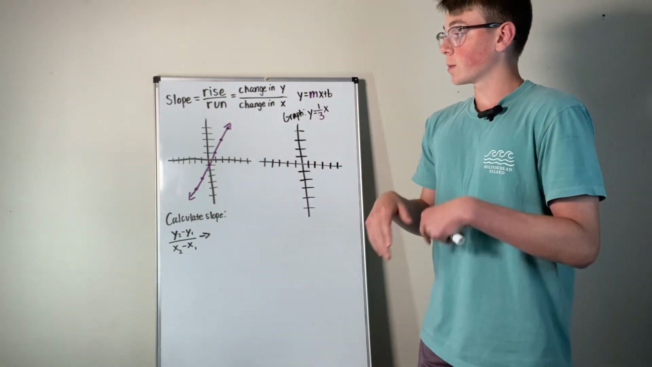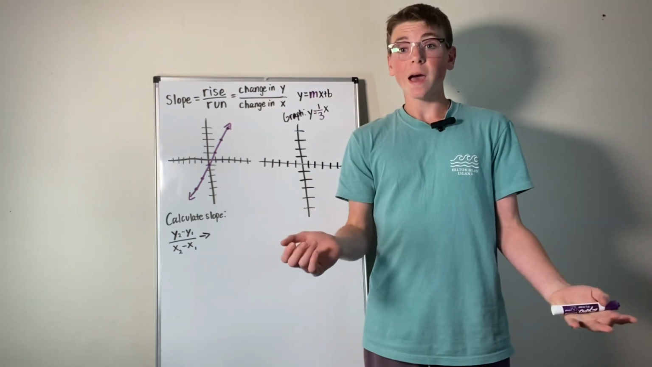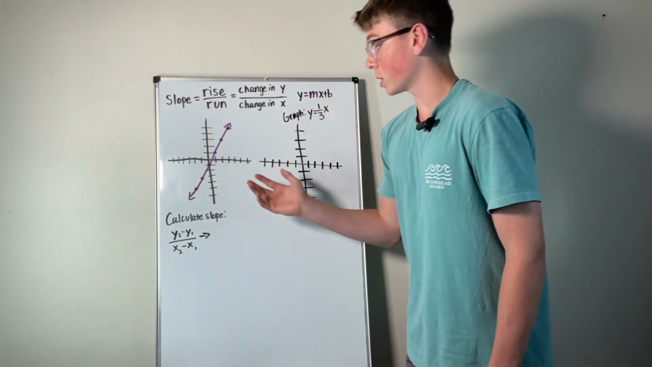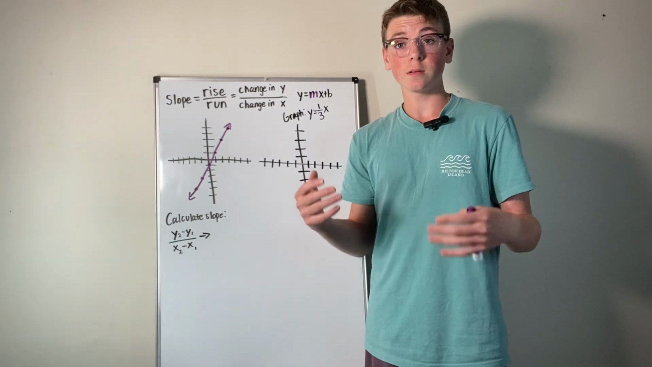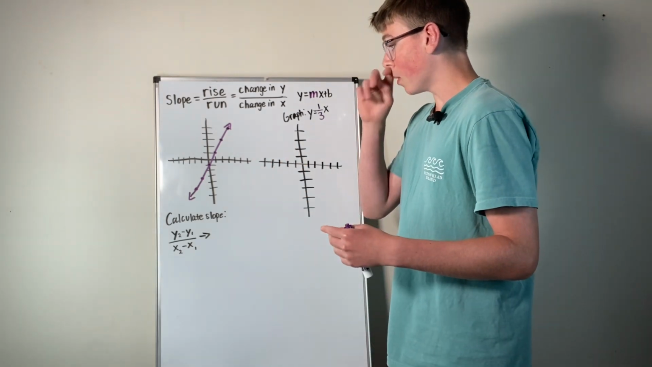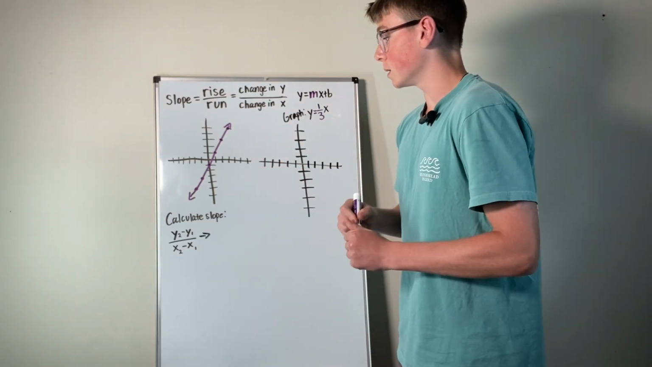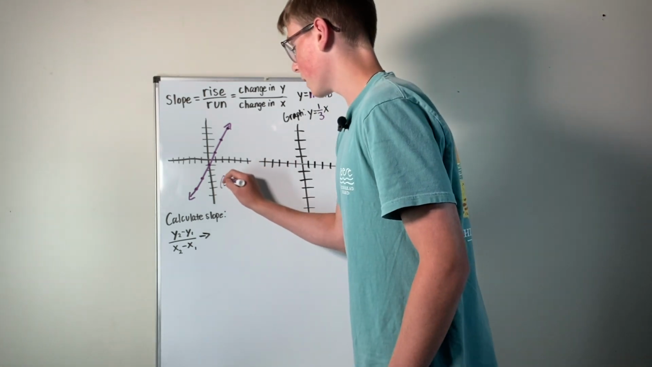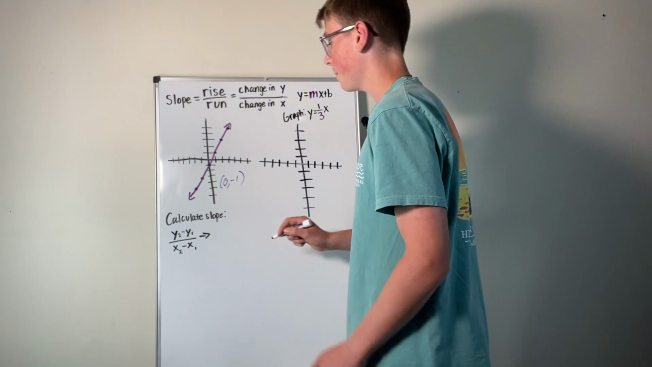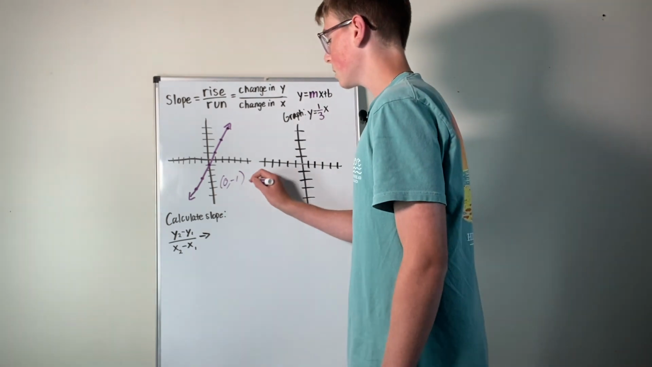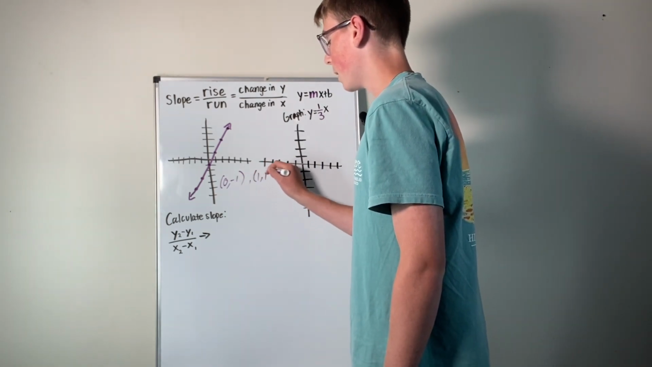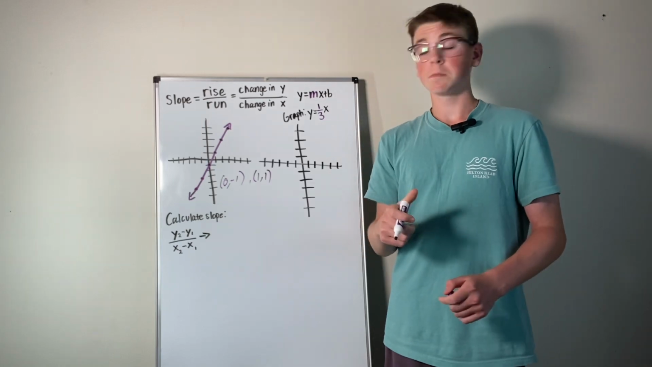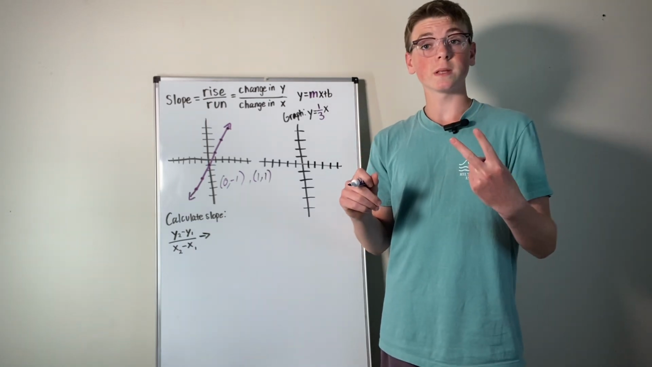Now, if we were to find slope from a graph, we will just look at the graph and look for some clearly defined points. So I see a point on 0, comma, -1. So I'll just write these down, 0, comma, -1. And then I also see a point on 1, comma, 1. All you need for slope is 2 points.